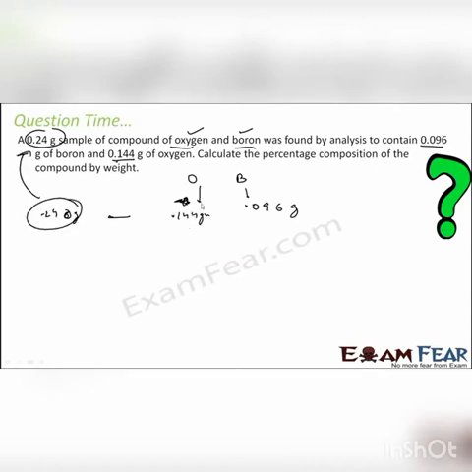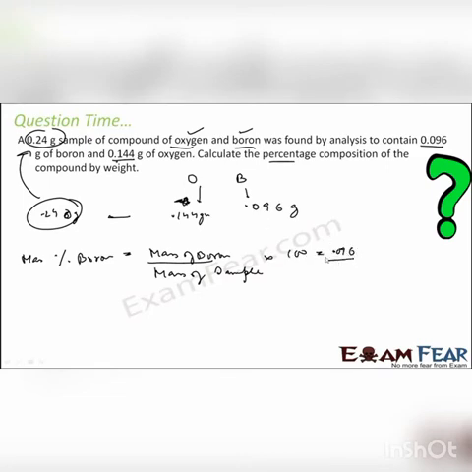Correct. So we have a 0.24 gram sample which has 0.144 gram of oxygen and 0.096 gram of boron. We have to find the percentage composition of the compound by weight. The mass percentage of boron will be the mass of boron by the mass of sample, into 100. Mass of boron is 0.096 by 0.24. Gram gets cancelled, and you solve this, you get 40%.